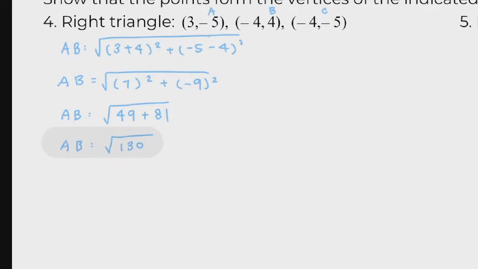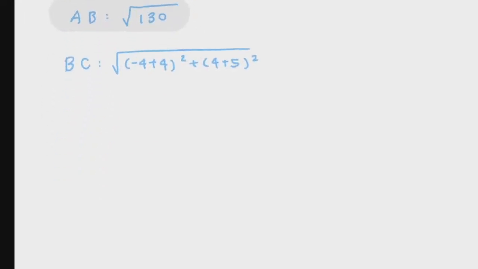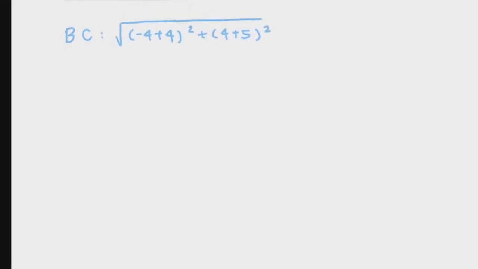Okay, next let's find the length of BC. So this would be the square root of negative 4 plus 4 squared plus 4 plus 5 squared. Negative 4 plus 4 is going to be 0, so 0 squared plus 4 plus 5 is 9. So that means BC is the square root of 81, which is 9.